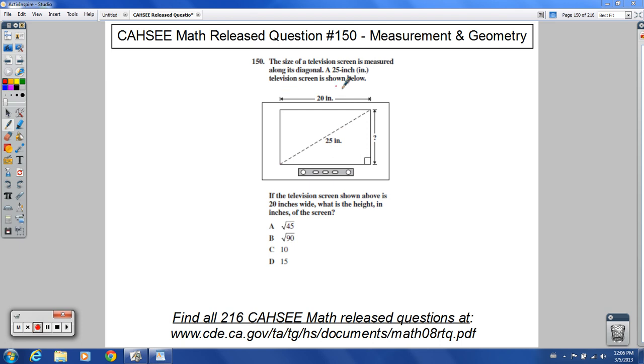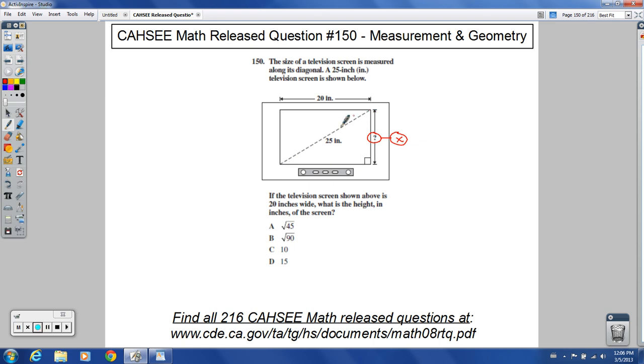A 25-inch television screen is shown below. It's 20 inches wide. We're not sure how many inches high it is, but we do know the diagonal is 25. If the television screen shown above is 20 inches wide, what is the height in inches of the screen? Let's call that question mark x. So I see this is 20, this is x, and this is 25.